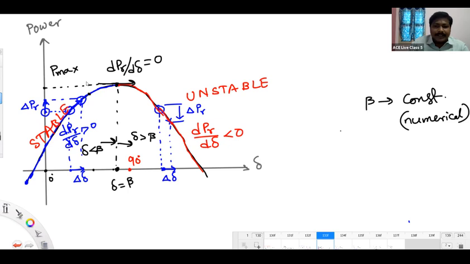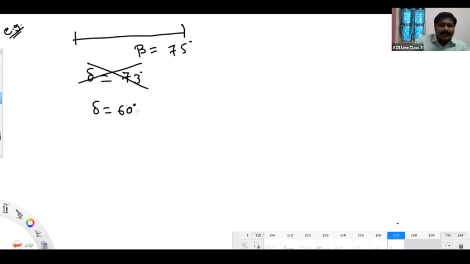All of you getting my point? Please tell me. If you are maintaining delta equals 60 degrees, the system is stable for small disturbances. That's okay. But if there is a big disturbance, definitely the system will lose synchronism. In that view, I can't maintain delta equals 60 degrees also.